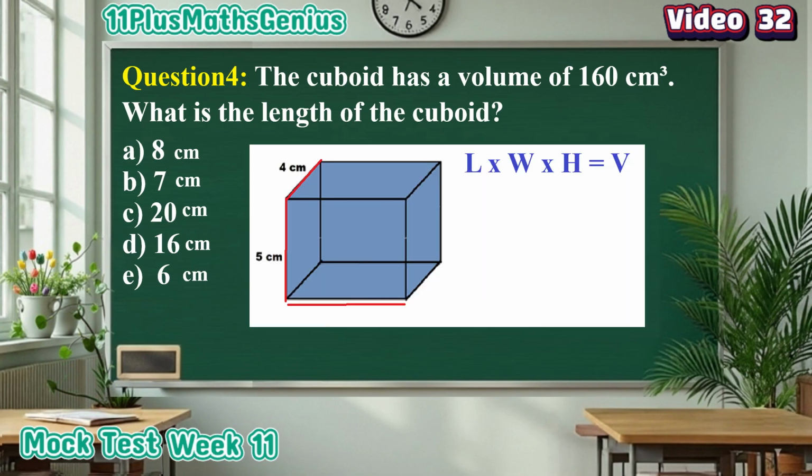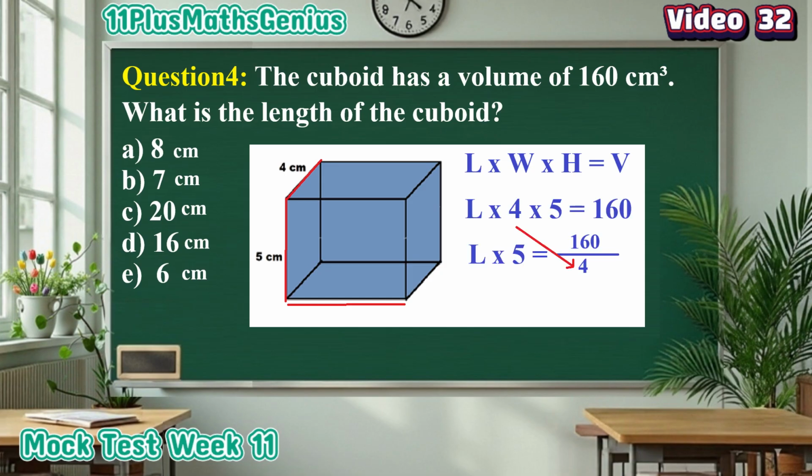We know that the volume of a cuboid is length times width times height. Now we know what the width is, it's 4 centimeters, and the height, which is 5 centimeters, but we don't know the length because we're asked to find the length of the cuboid. So we do L times 4 times 5 equals 160.